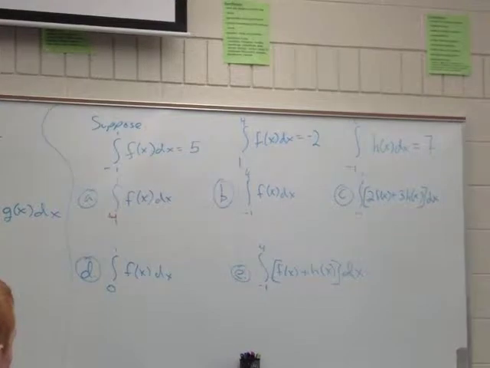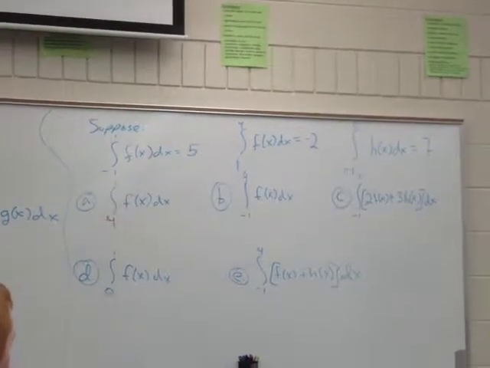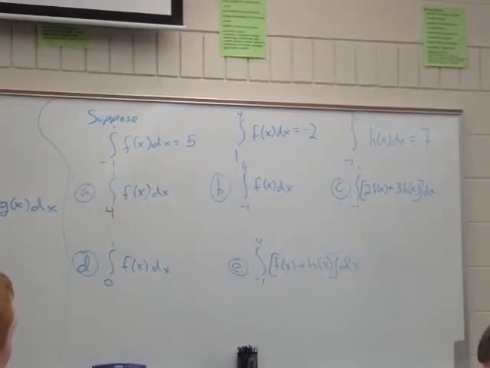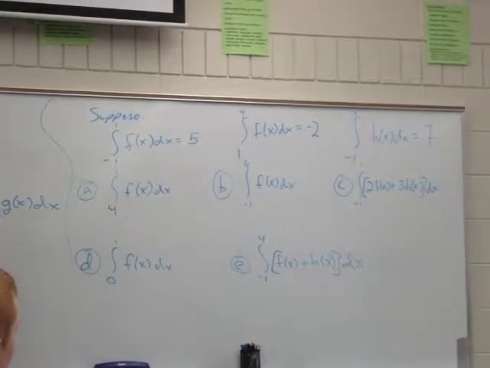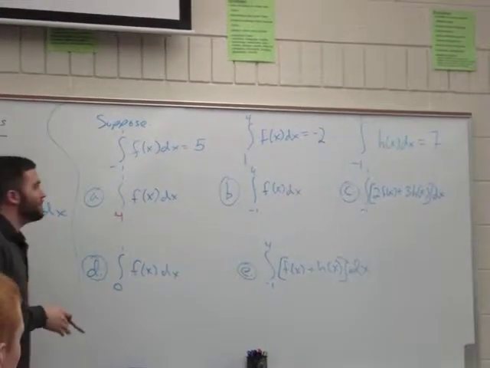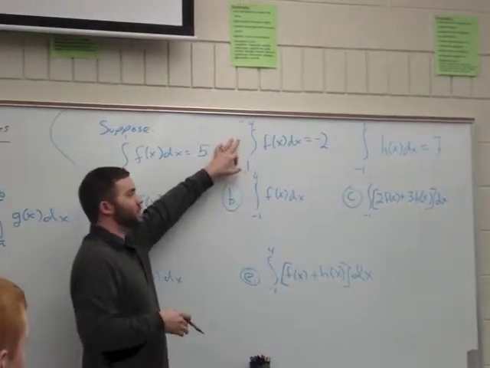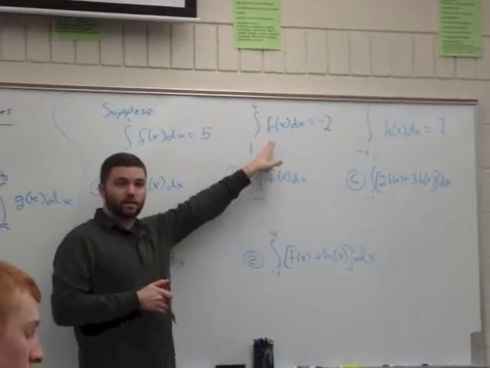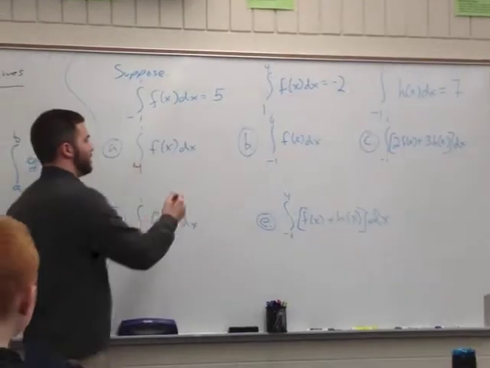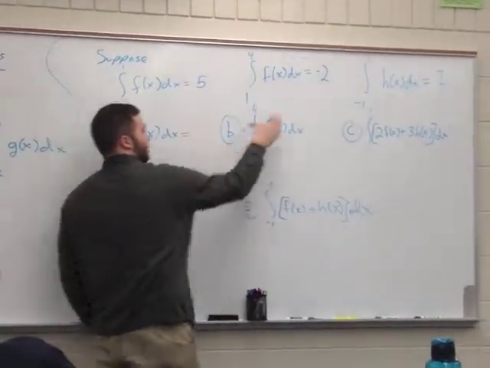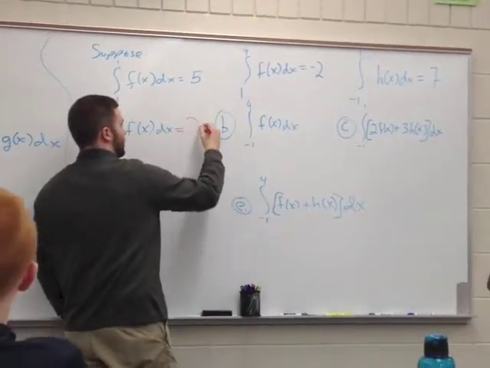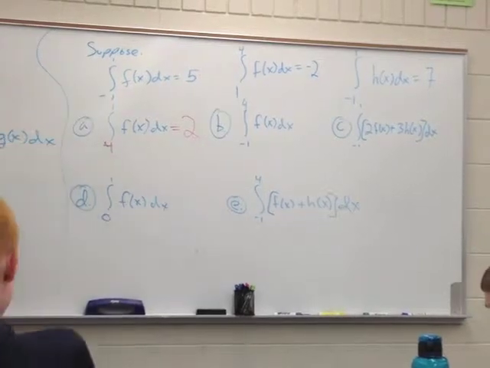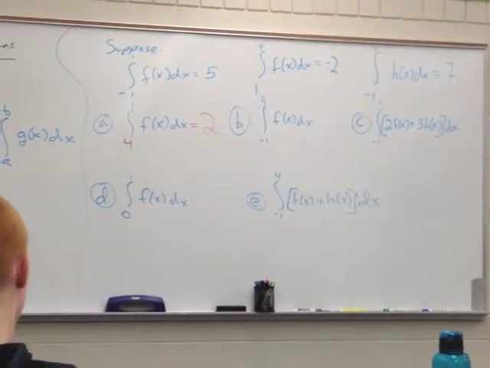Letter A. The integral from 4 to 1 of f of x dx. Well, it's positive 2, right? Because all I did was change the limits of integration on f of x dx. So if I change the limits of integration, then I just have to change the sign. I started off as -2. That's actually a positive 2. All right. Questions on A?